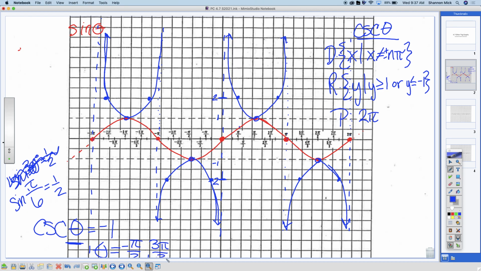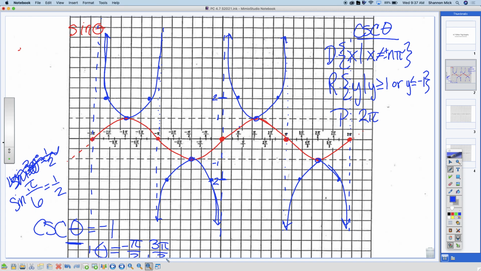Now, does it go on forever? Yes, because this graph goes on forever. I think in your assignment they give you a limited domain. I think it might be from negative 2 pi to 2 pi, but just read whatever they say. If they say from 0 to 2 pi, what's my answer? 3 pi over 2. Correct? So this is how you use your graph. If it's from 0 to 2 pi, I only have one negative 1. If it's from negative 2 pi to 2 pi, I have two. So just make sure you read.